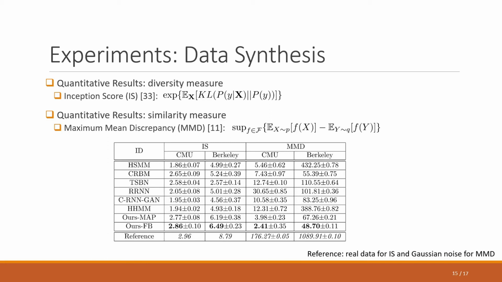The other two metrics are the inception score and the maximum mean discrepancy. IS measures diversity of the synthetic data, which is the higher the better. MMD measures the distribution-level similarity to real data, which is the smaller the better. Notice the Bayesian inference approach in the second last row outperforms the adversarial learning approach on both datasets and metrics.